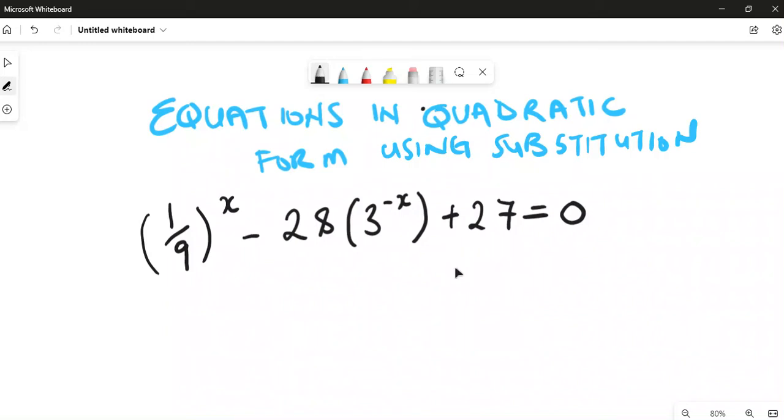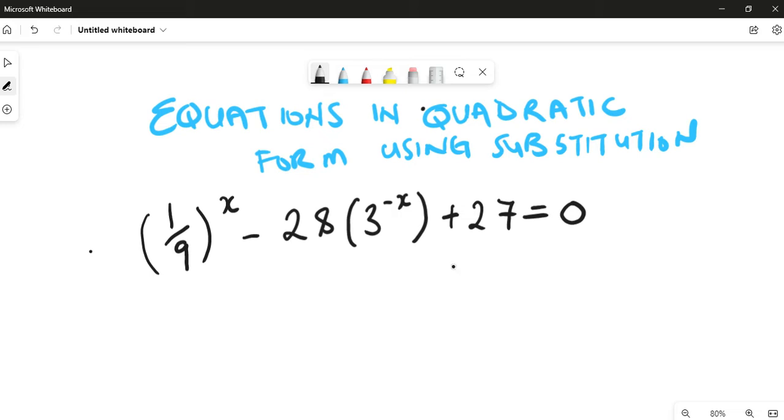Hello everybody, today we're solving equations in quadratic form using substitution. We have our first equation here, 1 over 9 to the power x minus 28 times 3 to the power negative x plus 27 equals 0. So we're going to put this equation in quadratic form, all right?